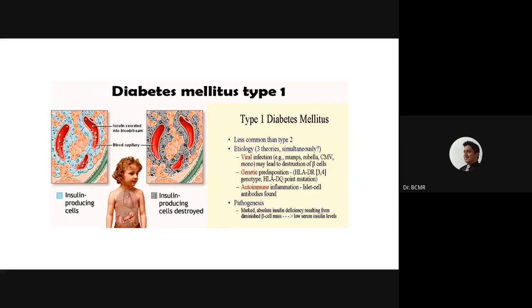So type 1 is less common, but the point is that the insulin producing cells are destroyed. So all the beta cells are destroyed, all the blue ones gone. That could be because of viral infections, or sometimes some people may be genetically predisposed, where the beta cells may die out sooner, or have less half-life, you can think of it.